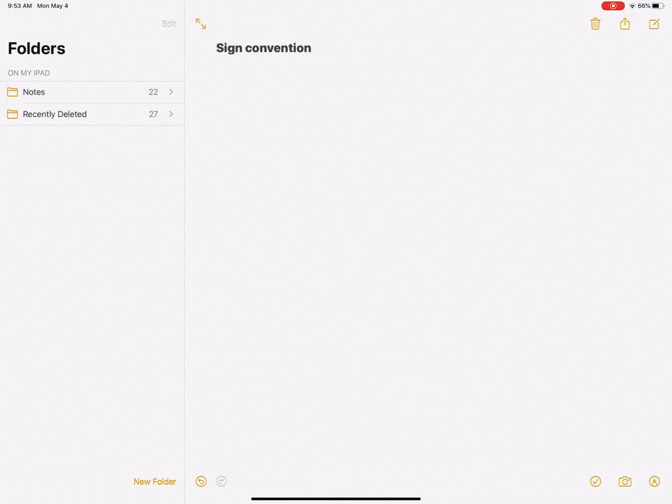Hello everybody. I thought what I'd do, it might be a minor detail, but I want to make sure that we talk about it correctly. And that's the sign convention we use when we discuss simple harmonic motion.